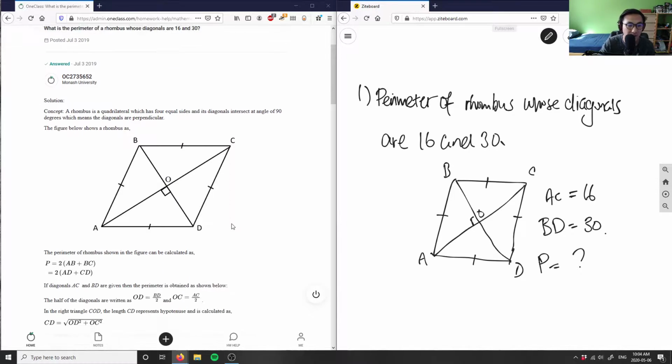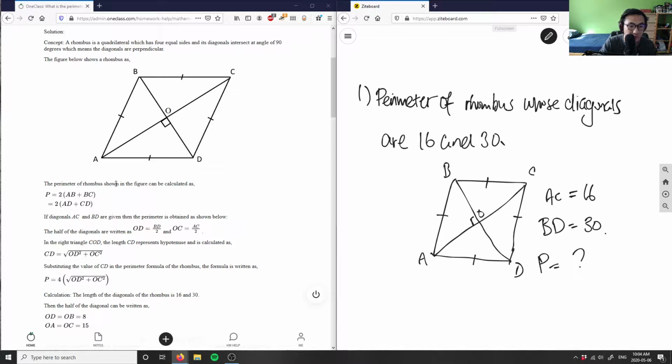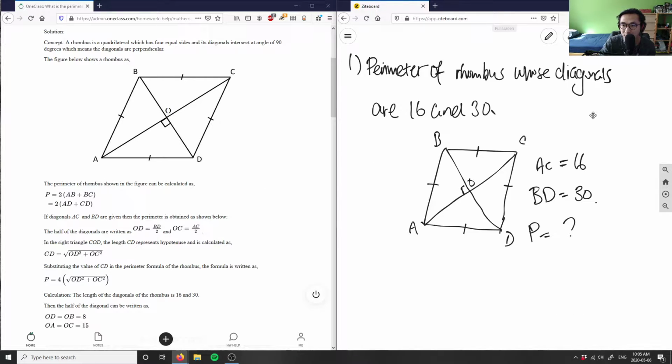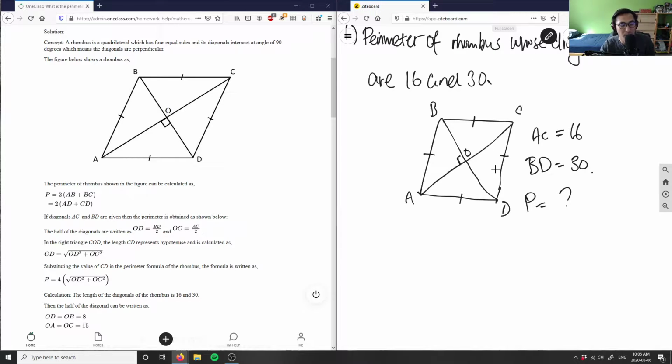In order for us to do that, how they did it here is they wrote the perimeter of a rhombus as AB plus BC plus CD plus AD. You can say it's that, but we know that because AB, BC, CD, and AD are equal, you can simply say it's 4 times the side length. It's kind of the same as the perimeter of a rectangle, which is 2 times length plus width. So it's very similar to this as well.